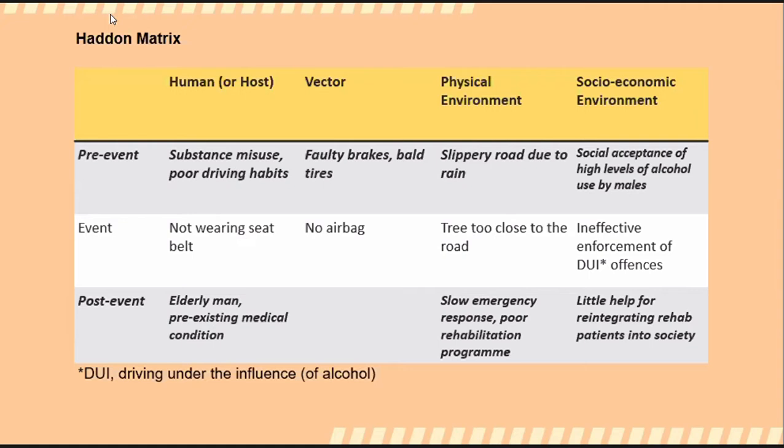For your socioeconomic environment, pre-event alcohol offenses, and post-event little help for reintegrating rehab patients into society. So according to Haddon, those are the factors surrounding the concept of trauma. You have your human, your vector, your physical environment, and the socioeconomic environment, which may be altered to improve the morbidity and mortality of trauma patients.